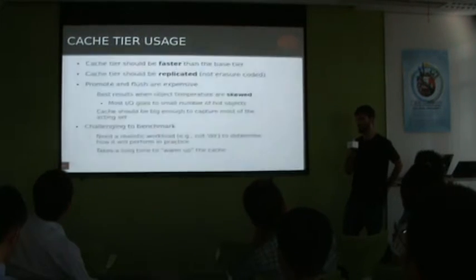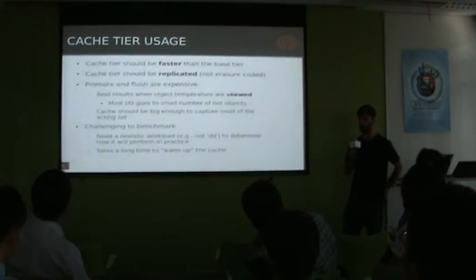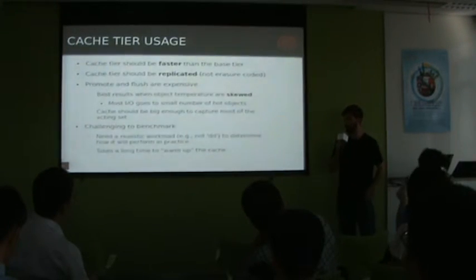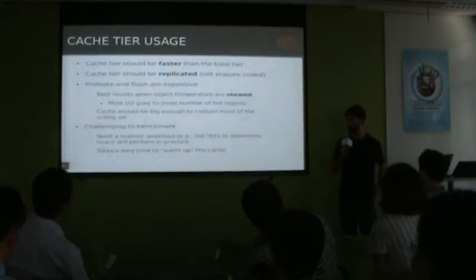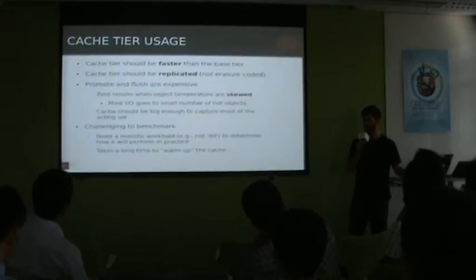The cache needs to be big enough to basically, I said active sector, but I meant working set. The cache tier needs to be big enough to pretty much capture your working set. It's also pretty hard to benchmark. You need a realistic workload that actually reflects what your production workload will be, or you'll get either unnecessarily bad or unreasonably good results. And it takes a long time to warm up the cache. This isn't unique to Ceph's cache tiering, but just a thing to be aware of if you're trying to evaluate a setup.